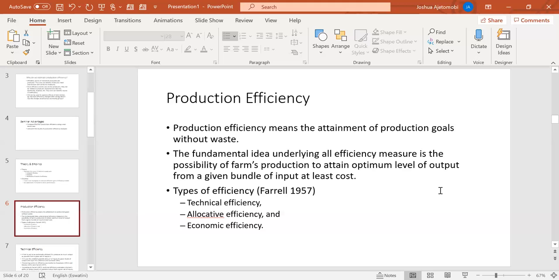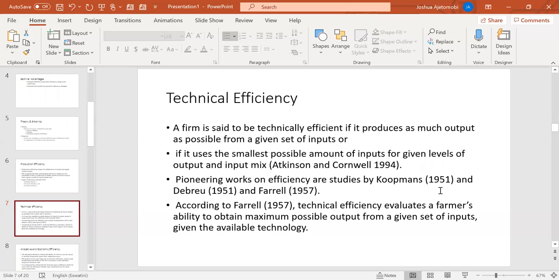So we can classify our efficiencies into three. We have the technical efficiency, administrative, and economic. Technical is what we just got with. When we talk of technical, a firm is said to be technically efficient if it produces as much output as possible from a given set of inputs. So we call it maximum output from a given set of inputs. According to Farrell 1957, technical efficiency evaluates a farmer's ability to obtain maximum possible output. That's the keyword, maximum possible output from a given set of inputs.